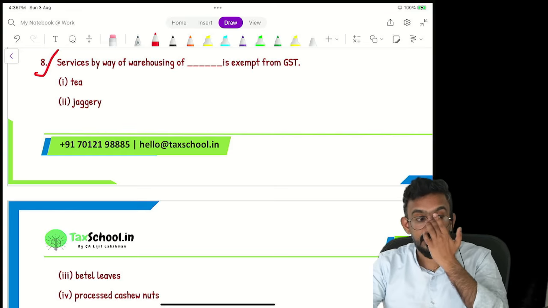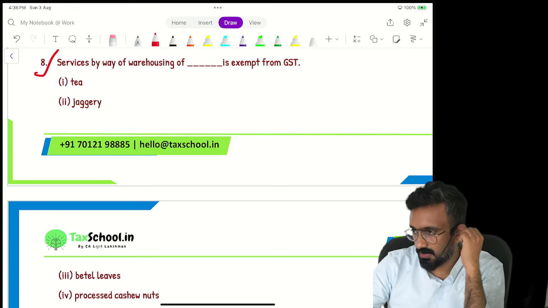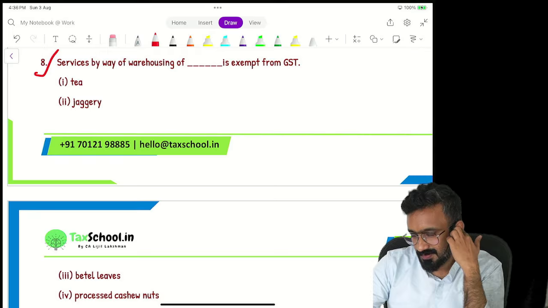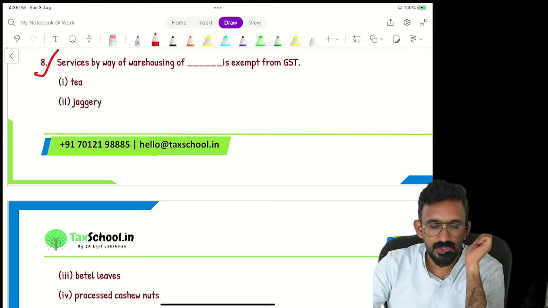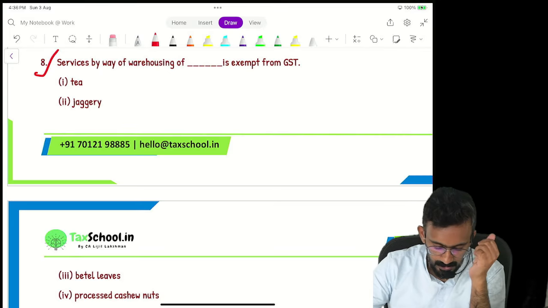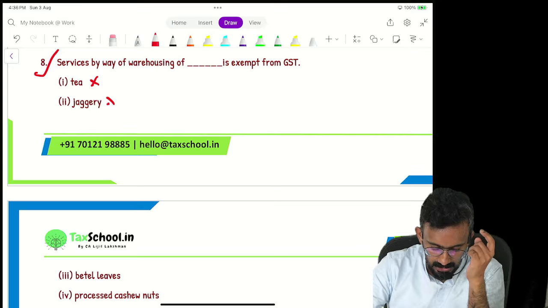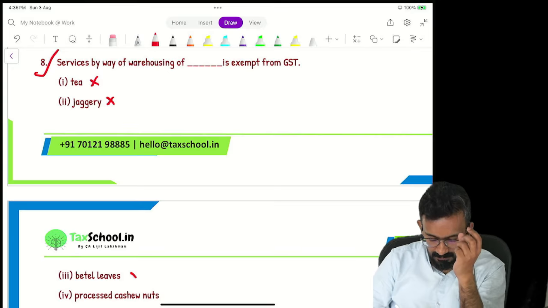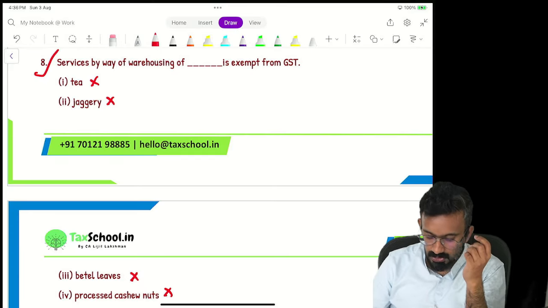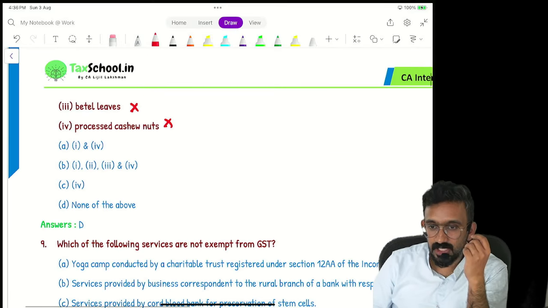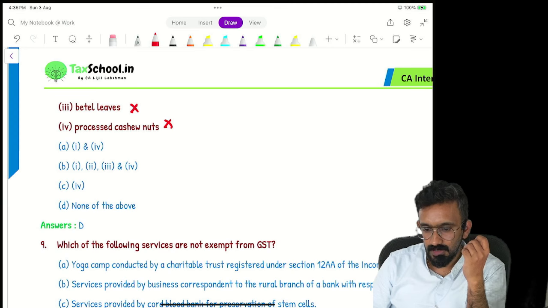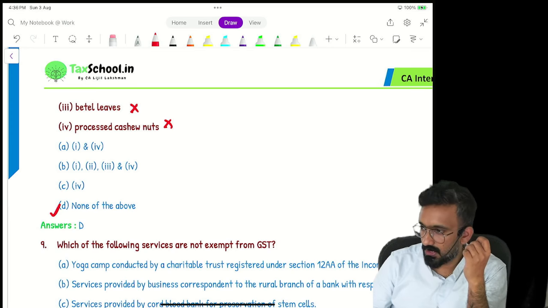How many warehousing are exempt under GST? 7. Can you tell me the list? Cereal, pulses, fruits, vegetables, agriculture produce, rice and minor forest produce. Tea? No. Jaggery? No, not an agriculture produce. Betel leaves? No. Processed cashew nuts? No. None of them are agriculture produce, okay? Yeah, so none of the above would be the correct answer as such.